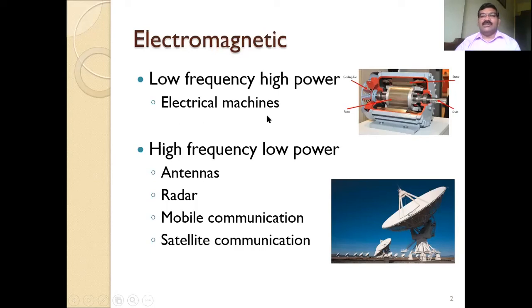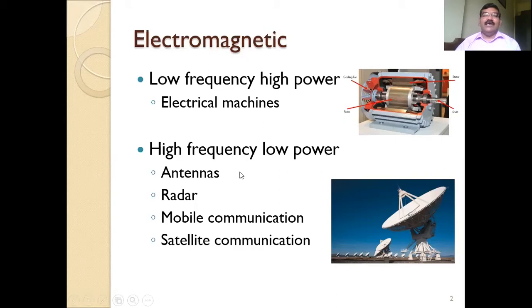This is the electrical machine. We know it operates at a frequency of 50 hertz in India, and outside India, maybe in the US, at 60 hertz. So the frequency is either 50 or 60 hertz. And what is the power? We can have 2 horsepower, 3, 5, 10, maybe 100 or 200 horsepower. So the power is very high. Electrical machines and electrical transformers are examples. Why these examples? Because they operate on the principle of electromagnetics, and you have studied these fundamentals in electrical engineering.